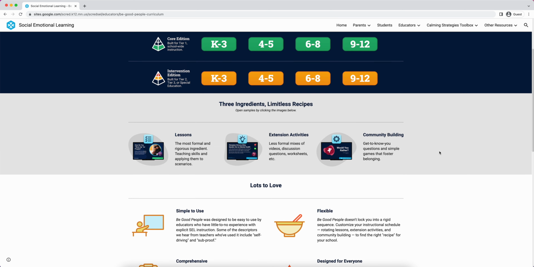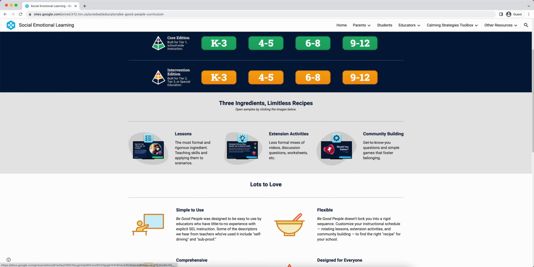The reason I started here is because I wanted to walk through the three main ingredients, we like to call them, for the Be Good People curriculum. The first on the left is lessons, and these are the most structured and rigorous of the ingredients. It's pretty obvious, we're talking about a skill, we're talking through it step by step, although by the time we get to middle school, it's a little bit less obvious, a little bit less structured, but still the most structured ingredient. And that's where I'll start once we dig in.